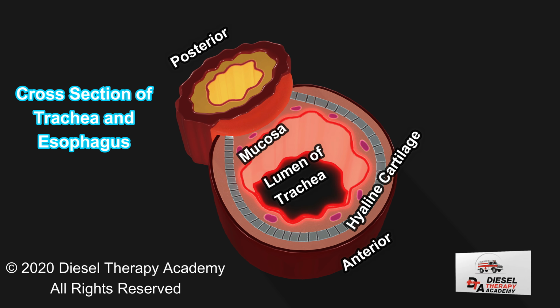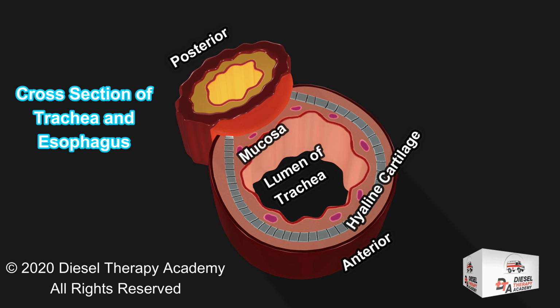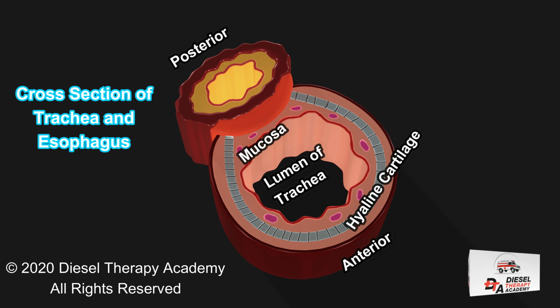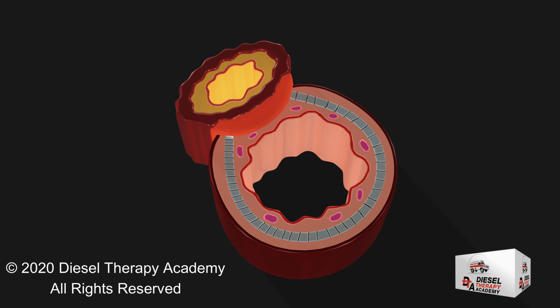The mucous membrane that lines the trachea is ciliated pseudostratified columnar epithelium, similar to that in the nasal cavity and nasopharynx. Goblet cells produce mucus that traps airborne particles and microorganisms, and the cilia propel the mucus upward, where it is either swallowed or expelled.